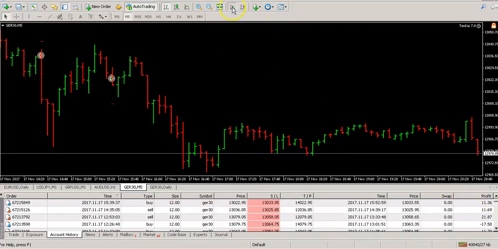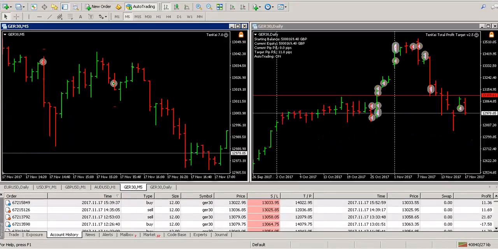So what I wanted to do next was go back and have a look at the total profit target. I'd set auto trading to on, but the markets are closed at the moment. When auto trading is on, this shows green here, and it will show a smiley face here. When you have your system set up properly, you'll have a padlock here and a padlock here.